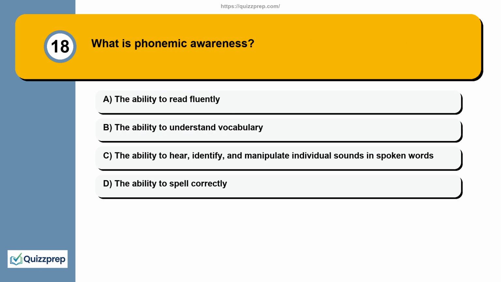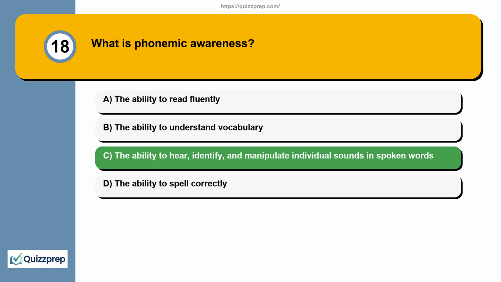Question 18. What is phonemic awareness? Here are your options. Option A. The ability to read fluently. Option B. The ability to understand vocabulary. Option C. The ability to hear, identify, and manipulate individual sounds in spoken words. Option D. The ability to spell correctly.